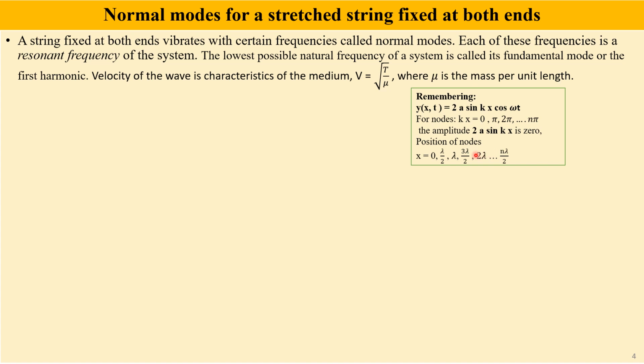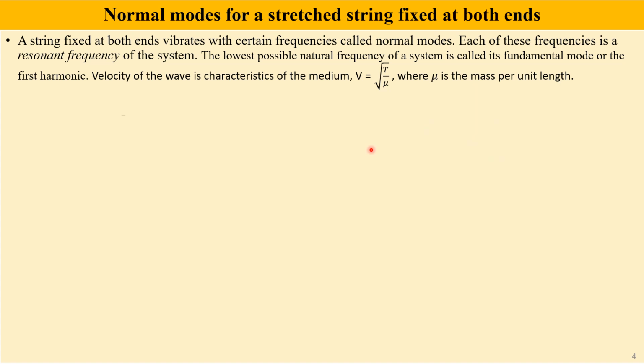This relationship we are going to use to determine the frequencies or the normal modes for a stretched string fixed at both ends. The position of the nodes, as explained previously, is x is equal to n lambda by 2 for all values of n is equal to 0, 1, 2, 3, etc. Let it be equation 1.